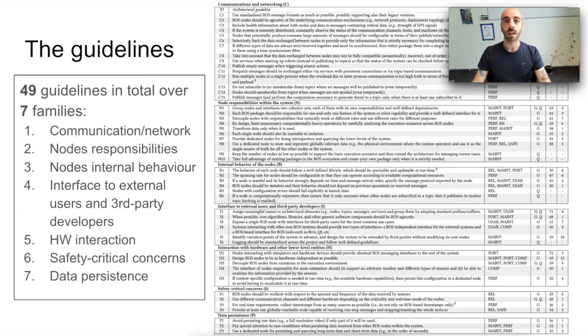and so on. At the core of our study is the catalog of 49 guidelines for architecting robotics software, and we organize these guidelines around 7 families, depending on the specific concerns that a practitioner may have when working on the system. Families include communication and network, nodes responsibilities, nodes internal behavior, and so on.